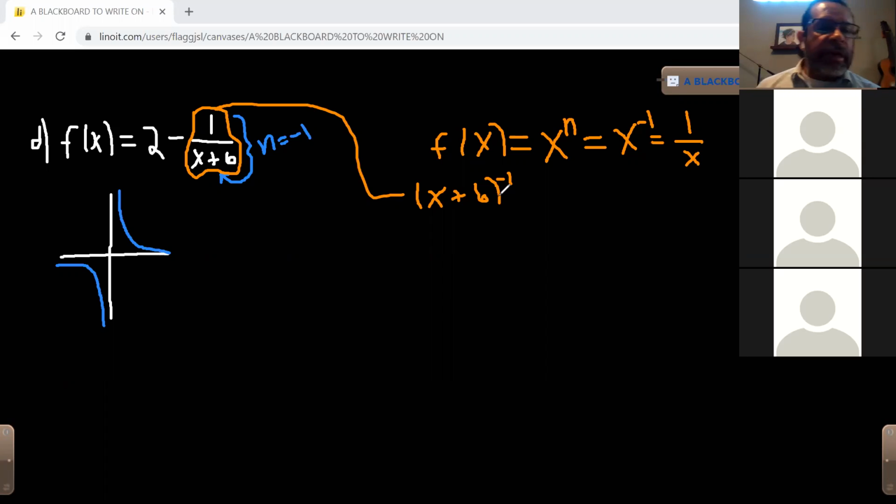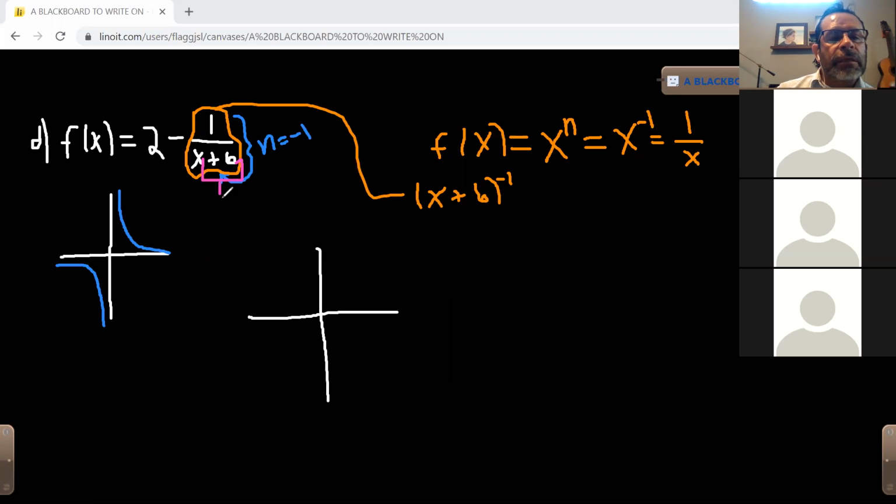And now we are going to be having some shifts here. Now, the first shift that I'm going to identify here is that we've got a 6 here, a +6. What type of shift is that going to generate? Can somebody tell me? Is it shift 6 units up? Nope. To the left? To the left.